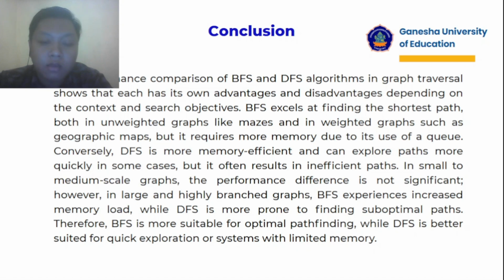Conversely, DFS is more memory efficient, and DFS can explore paths more quickly in some cases, but it often results in inefficient paths. In small to medium scale graphs, the performance difference is not significant. However, in large and highly branched graphs, BFS experiences increased memory load, while DFS is more prone to finding suboptimal paths.